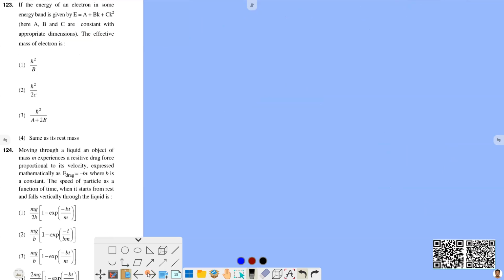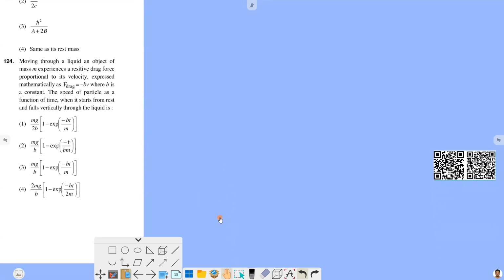Moving ahead, the energy of electron in energy band and effective mass we have to calculate. So again, this will be skipped because we are only dealing with questions related to 11th and 12th only. And now coming to 124th.